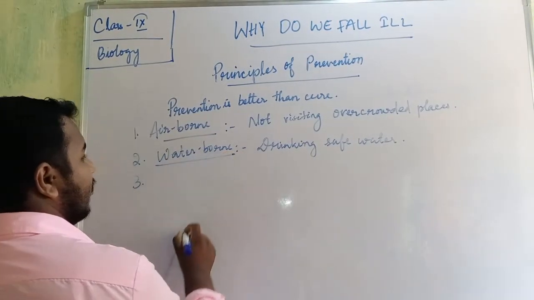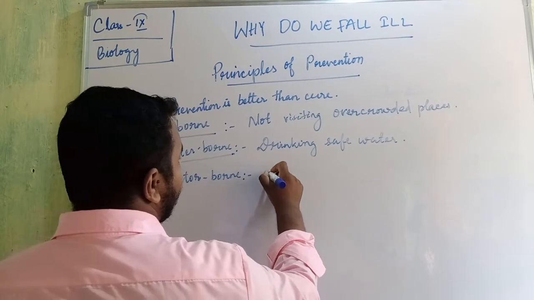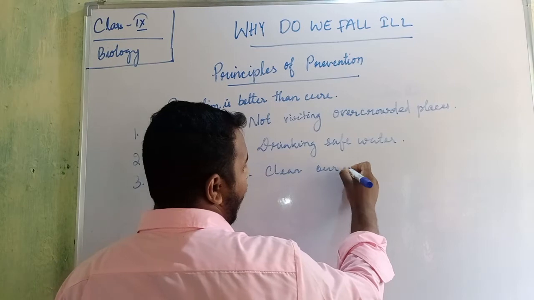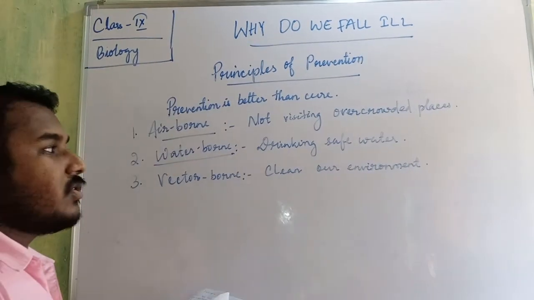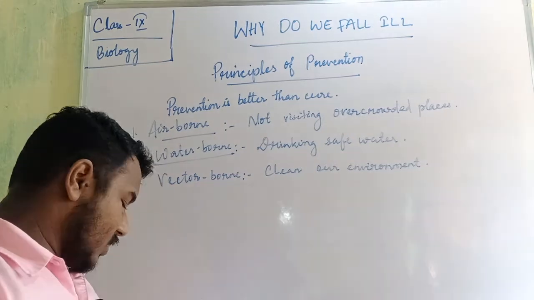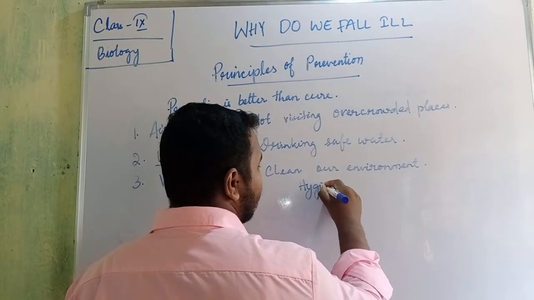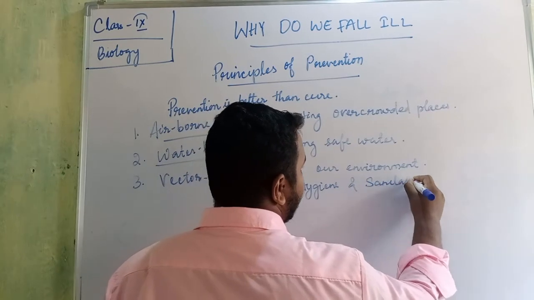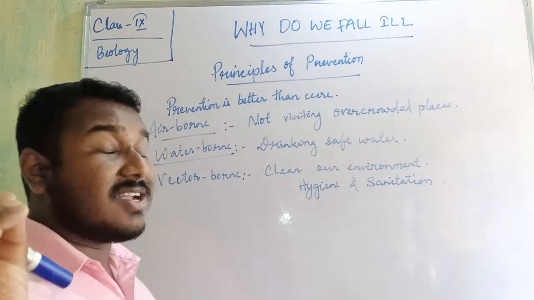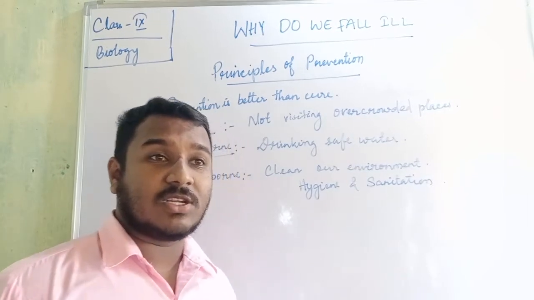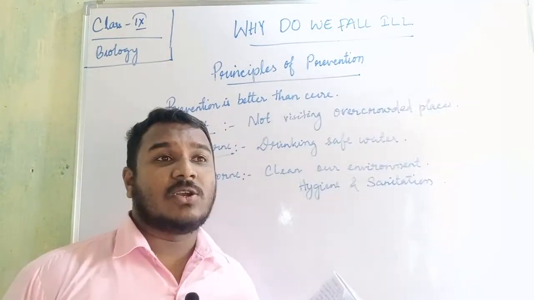Then the third is vector-borne disease through mosquitoes or flies. We should clean our environment. Okay, how should we clean our environment? By doing Swachh Bharat Abhiyan. So this will result in hygiene and sanitation, means cleanliness. Our surroundings also will be clean. If we talk about mosquitoes, where water is there, they will lay eggs, mosquitoes will come out and they will cause malaria. So these all will help us to be preventive.